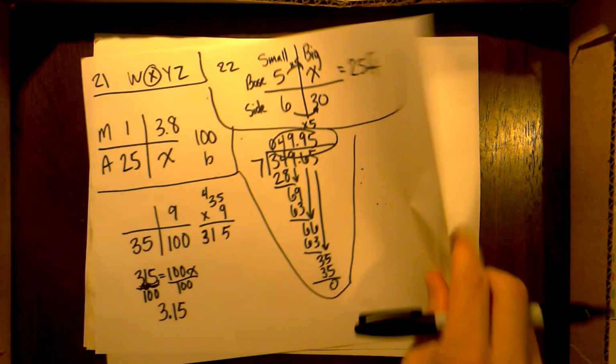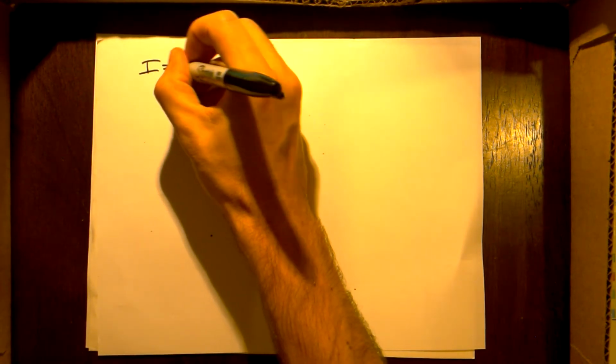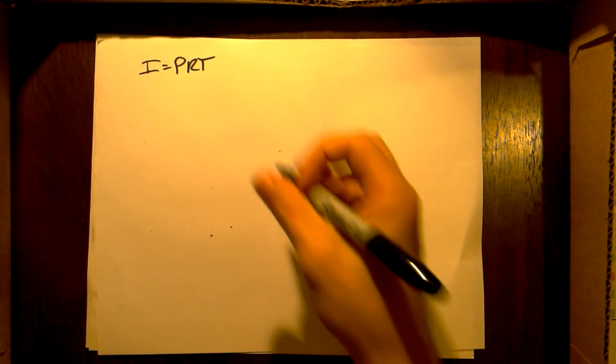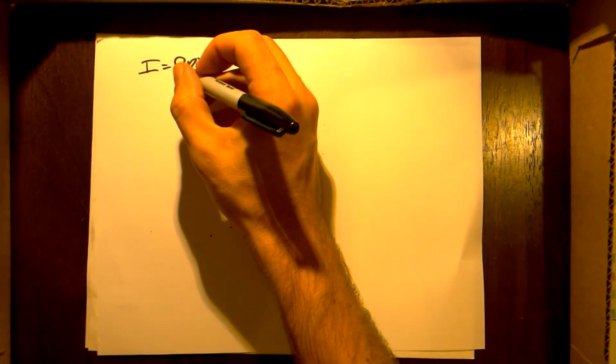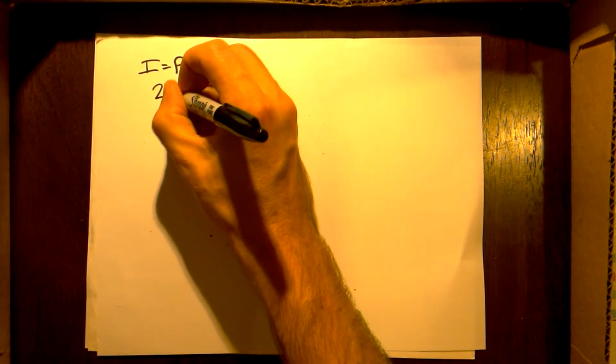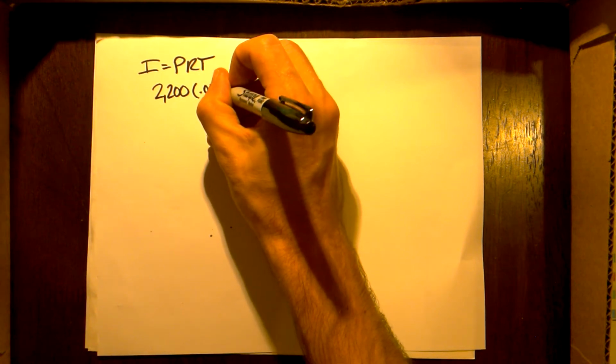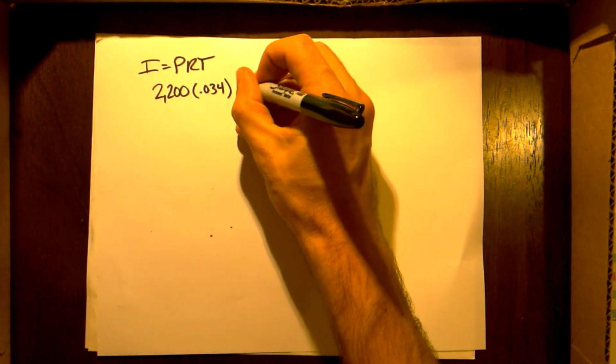All right, this next problem involves quite a bit of work. Carmelo puts $2,200 into savings bonds that pay a simple interest rate of 3.4%. How much money will the bonds be worth at the end of 5 years? Well, if you guys remember, we use I = PRT for this. Interest equals principal times the rate times the time. The principal is 2,200. The rate, written as a decimal, is 0.034, and the time is 5.